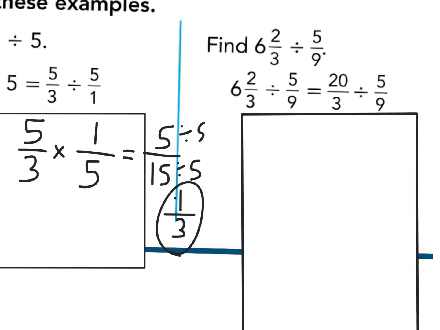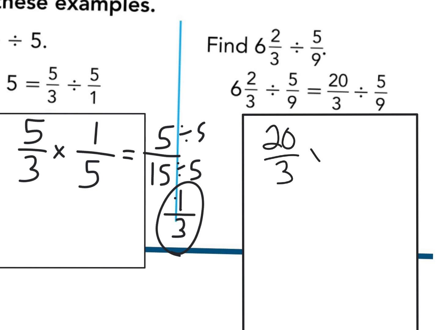Next problem, 6 2/3 divided by 5/9. So 6 2/3: 6 times 3 is 18, plus 2 is 20 over 3. Denominator stays the same. It's still a division problem. 5/9 we don't need to do anything to. Take your time. Now we can keep, change, reciprocal.